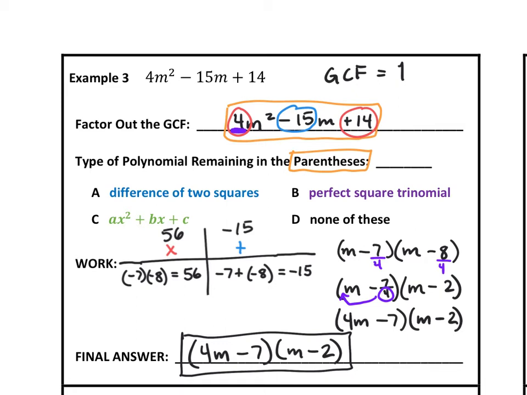Oh, and I forgot to put what method did we use? We used the table method, so I'm going to put C. We use C because we use the table method. All right. Let's go to example 4.